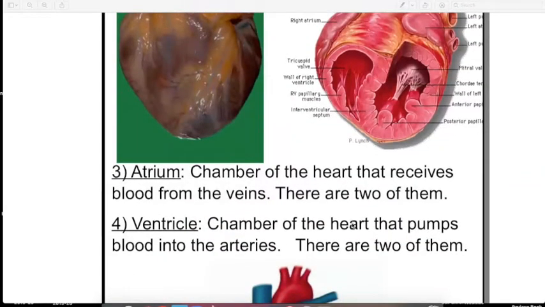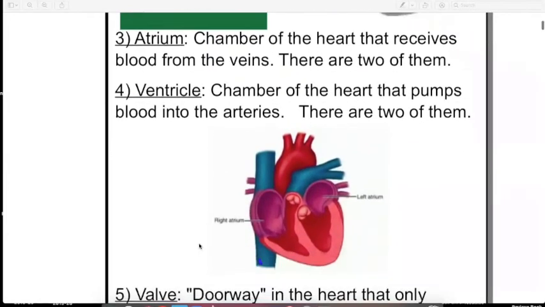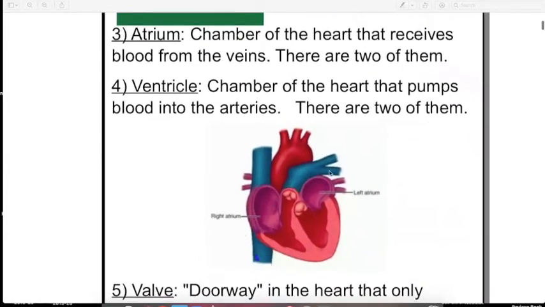Atrium and ventricle. These are the hollow chambers of the heart. Now, in this picture, we can't actually see the atria. Atria is plural because we have two of them. Atrium is singular. Now, if I scroll down to this picture, this is the heart.